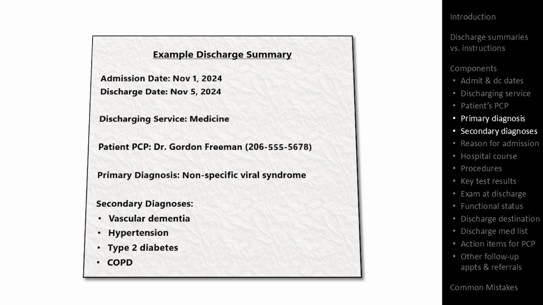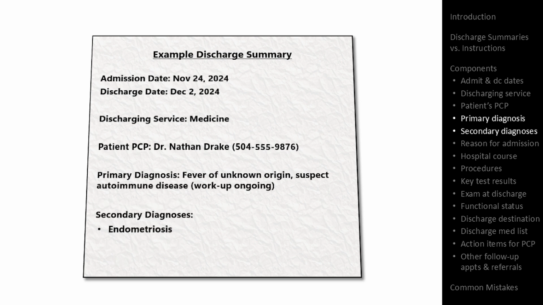Here's a similar example, nonspecific viral syndrome in a patient with vascular dementia. If you don't know the specific pathogen, don't guess. In short, be as specific as possible, but no more specific than that. Occasionally, it may be helpful to suggest a diagnosis or general diagnostic category. Here's a patient who presented with fever of unknown origin and is being discharged with a fever of unknown origin, but with a suggestion that it is suspected to be from an autoimmune disease. Again, be as specific as possible, but no more so.